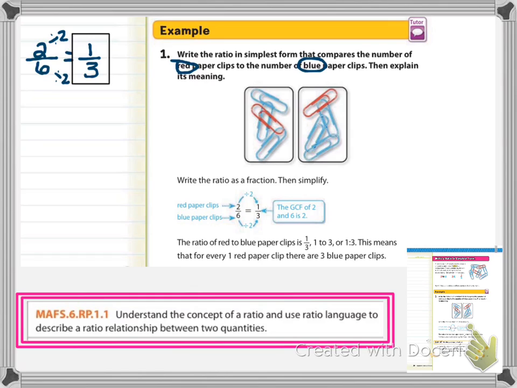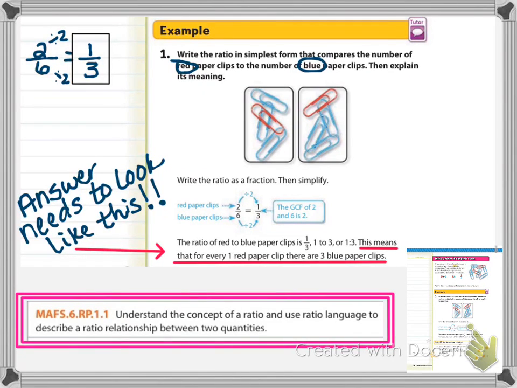Now, you can't sit there and say 1 paper clip equals 3 blue paper clips. That's not what that means. Or 1 red one is the same thing as 3 blue ones. You actually have to word it in that manner because on quizzes and tests and your end of the year tests, this is the terminology they're going to be looking for.